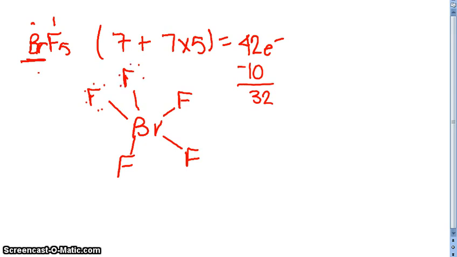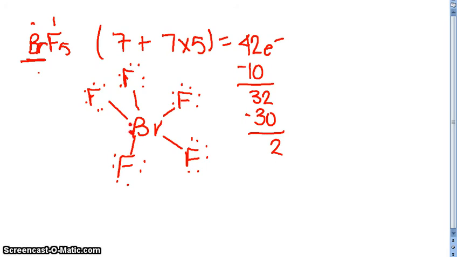6, 12, 18, 24, 30. Alright, I have 2 valence electrons that I need to work with left. But my outer octets are filled. So what you need to do is now put whatever is left on the central atom. And he gets 2 electrons.